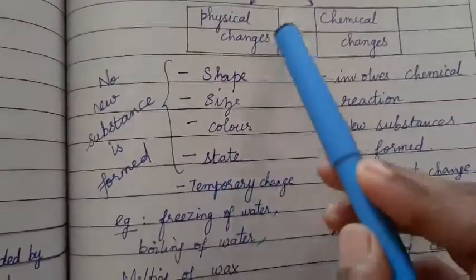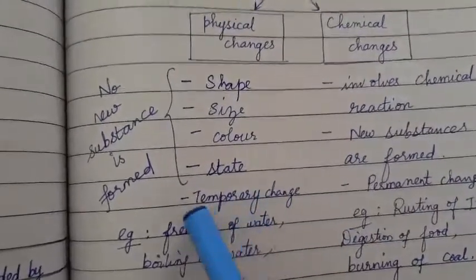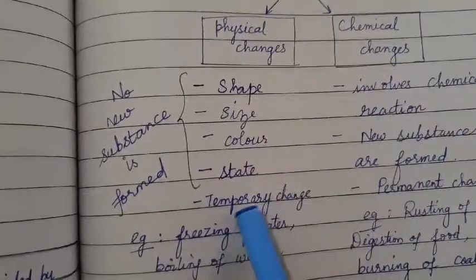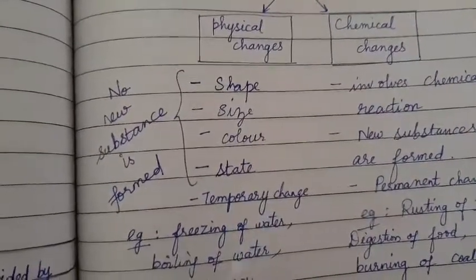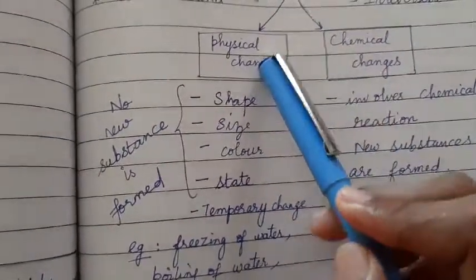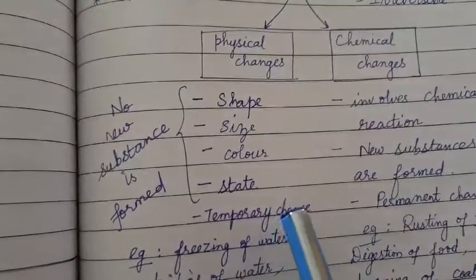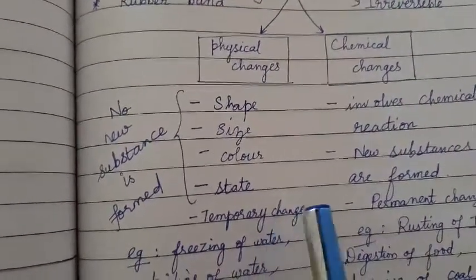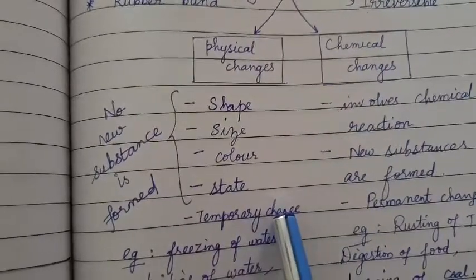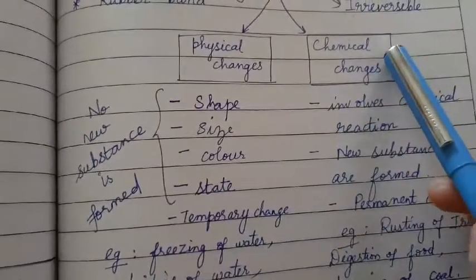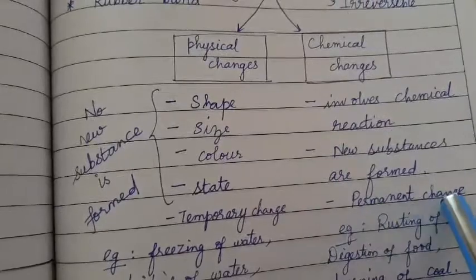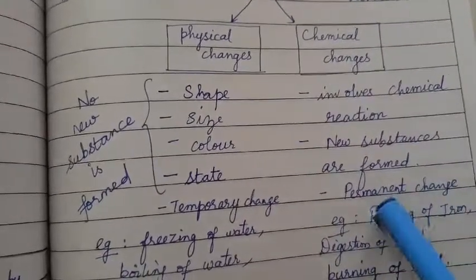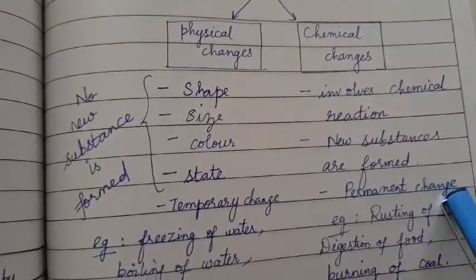Next, any physical change is a temporary one only. It can be reversed back. Always keep in your mind that physical changes are reversible. It is a temporary change only. It can be reversed back to its original state. Whereas a chemical change, once formed, is a permanent change. It cannot be reversed back.